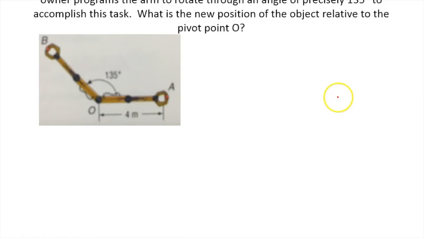In this last example, we kind of take away that coordinate plane with the different quadrants, and we have to figure out, based on the information that's given to us, how to solve for the missing measurements. So it says, in a robotics competition, a robotic arm is 4 meters long, and it's supposed to pick up an object at point A, over here. Release it into a container at point B. And the arm has been programmed to rotate through an angle of precisely 135, so that's labeled there for you. We want to know what is the new position of the object relative to the pivot point.